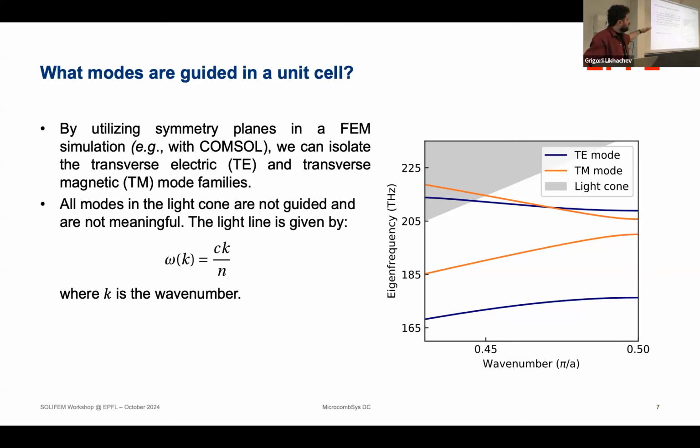Whenever we are in that gray area, which we call the light cone, that means the modes are not guided, like they are in the cladding, not in the higher refractive index material. So one can calculate the light line, which is basically the edge of this light cone, with this formula. It's just a dispersion relation. What you need is k, the wave number, and n, the refractive index of that material, so like the bulk.